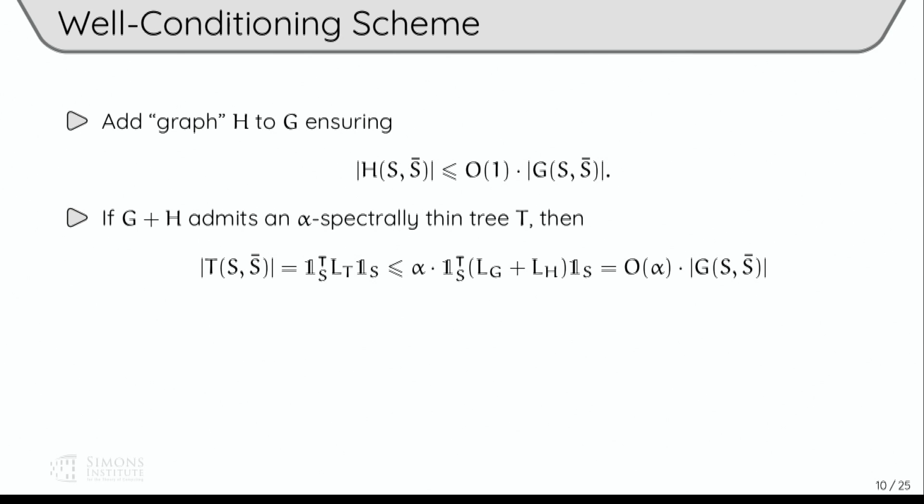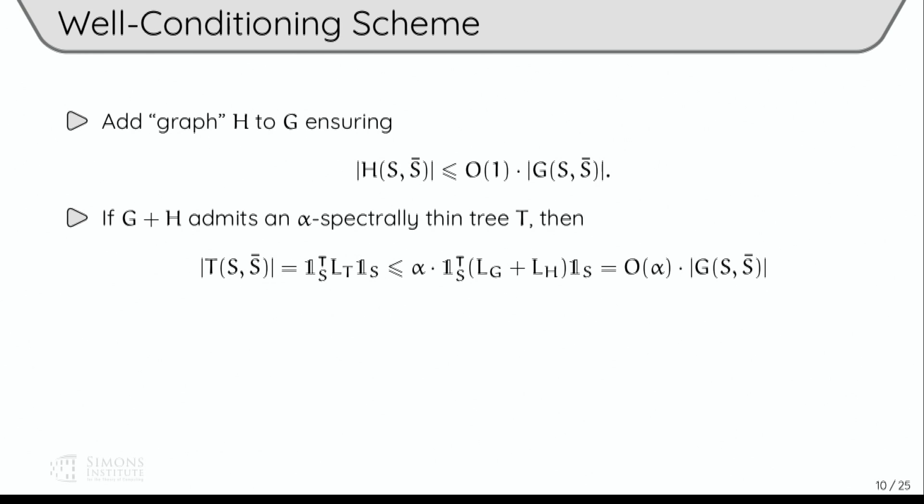Then you can use the spectral version of Goddyn's conjecture and prove that there exists a spanning tree in this H plus G, which is spectrally thin, and therefore it is thin with respect to G plus H. If you have something which is thin with respect to G plus H, it is also thin with respect to G, because we didn't blow up the cut sizes by more than a constant factor. So if you have a tree here which, in every cut, is bounded by alpha times the value of the cut in G plus H, this is also alpha times the value of the cut in G.